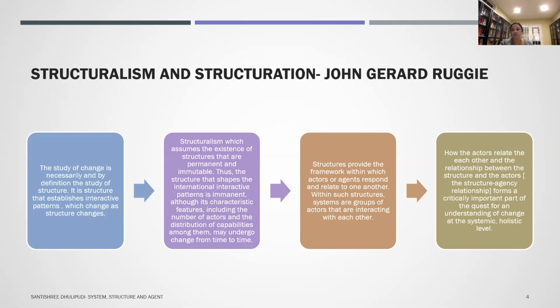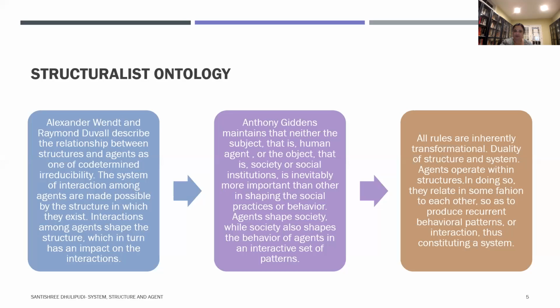Structures provide the framework within which the actors or agents respond and relate to one another. Within such structures, systems are groups of actors that are interacting with each other. How the actors relate to each other, and the relationship between the structure and the actors, the structure-agency relationship, forms a critically important part of the quest for an understanding of change at the systemic and holistic level. Now, what is a structuralist ontology?